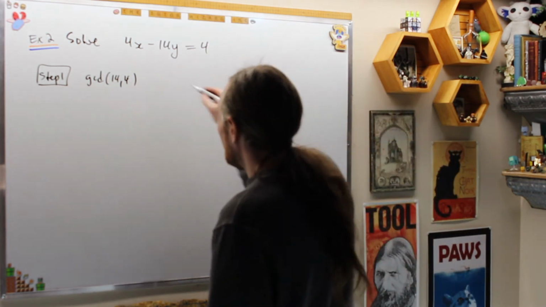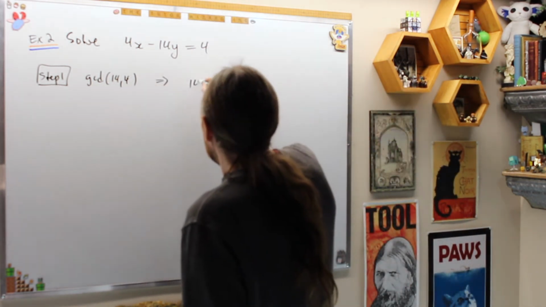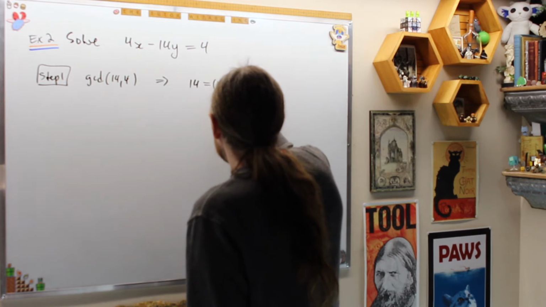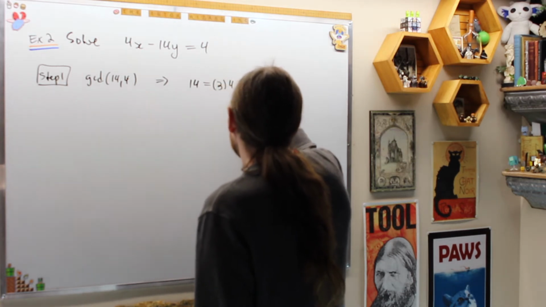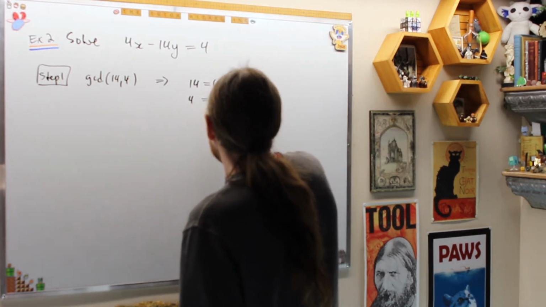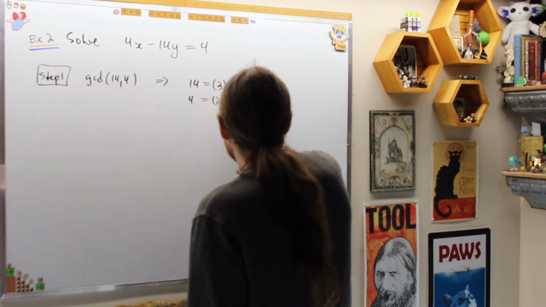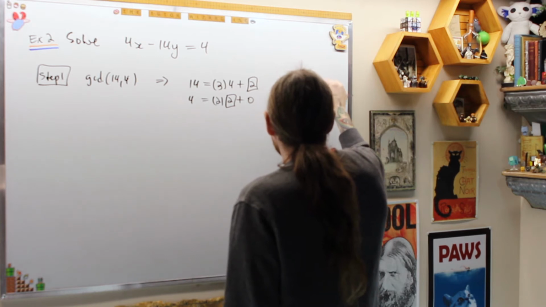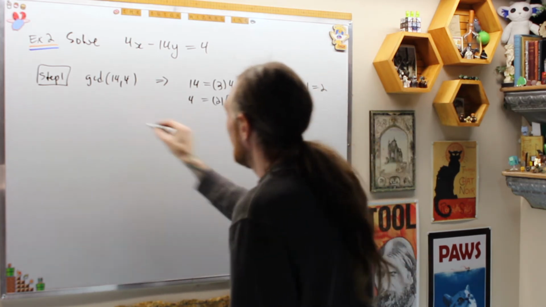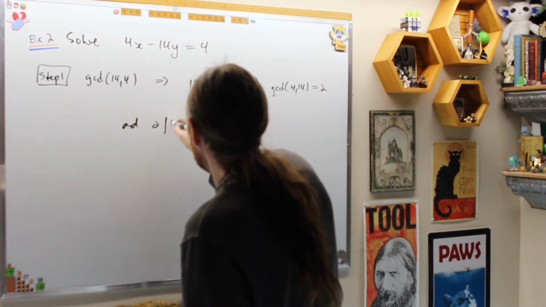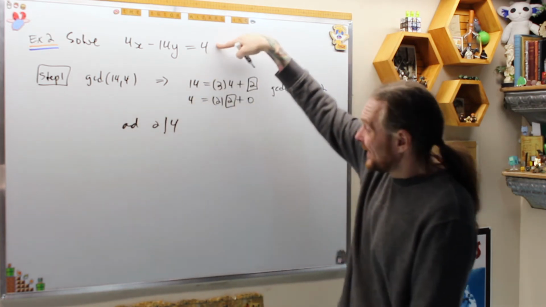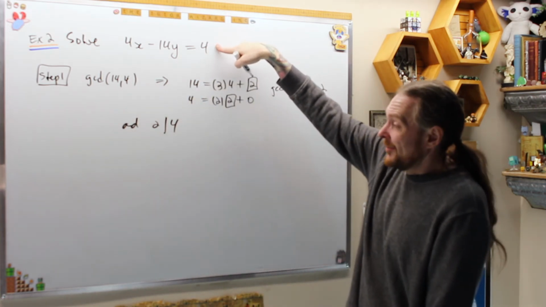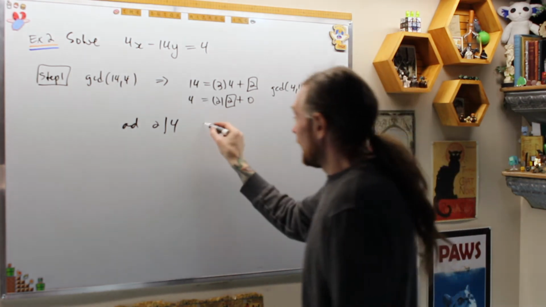Then what I want to do is, this is going to give me 14 is equal to 3 times 4 plus 2, and 4 is 2 times 2 plus 0. So the GCD of 4 and 14 is equal to 2, and 2 divides 4, which is the C. In this case, happens to be the same thing, but okay. So infinitely many solutions.